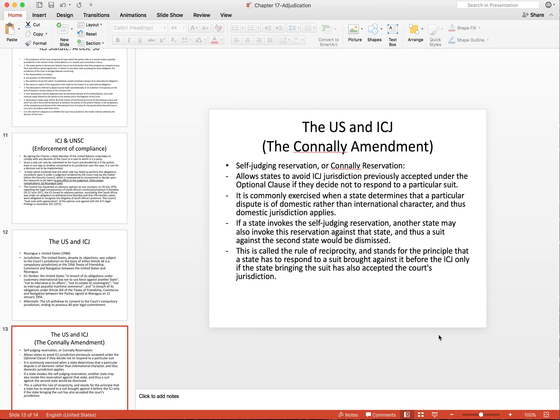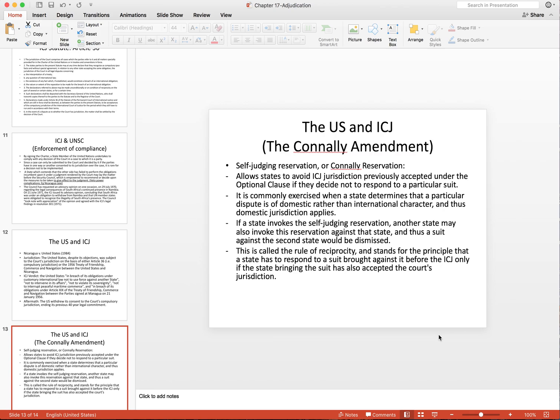And another interesting note about the relation between the United States and the ICJ is the so-called Connolly Amendment, which was proposed by Senator Tom Connolly of Texas regarding the compulsory jurisdiction and the scope of compulsory jurisdiction of the ICJ. So essentially, through the Connolly Reservation, the United States qualified its acceptance of the compulsory jurisdiction of the ICJ under Article 36 of the ICJ statute.